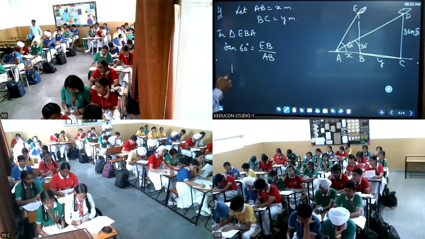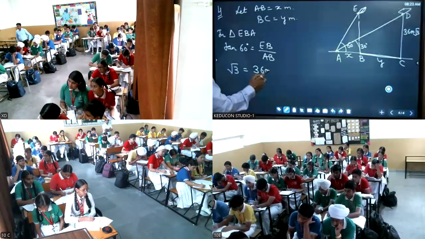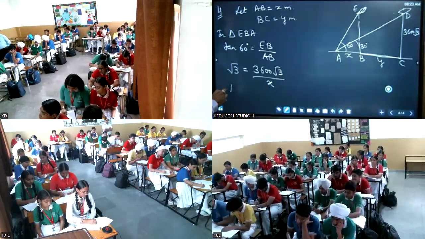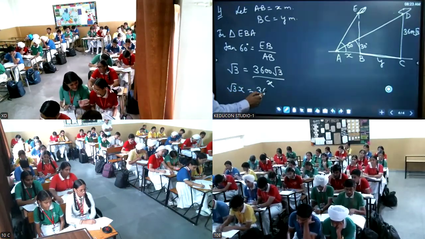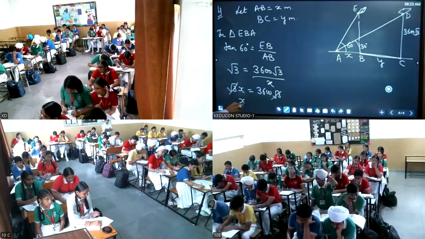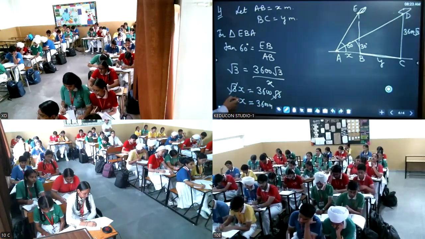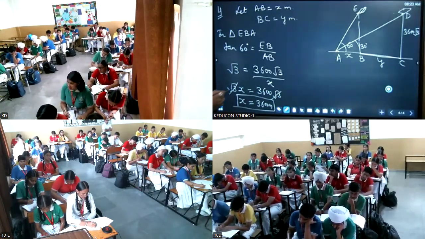Root 3. And what is EB? 3600 root 3. Root 3 upon AB is X. So root 3 X is equal to 3600 root 3. Root 3 cancels, so X comes out to be 3600 meters. So we have got the value of X. Right?